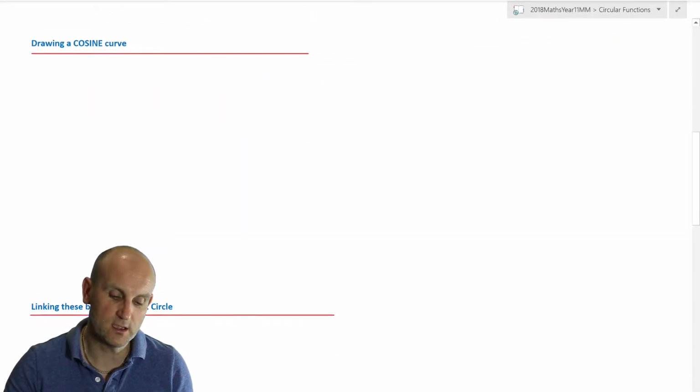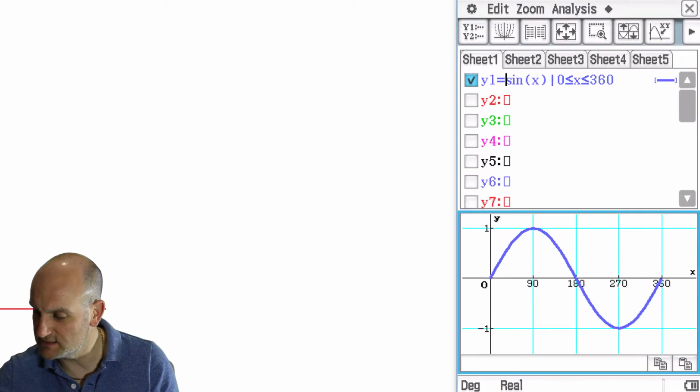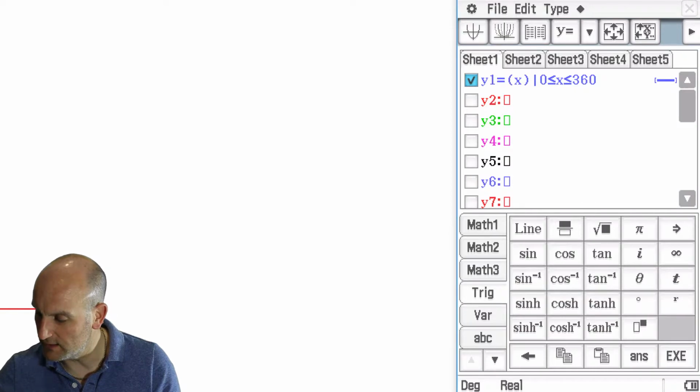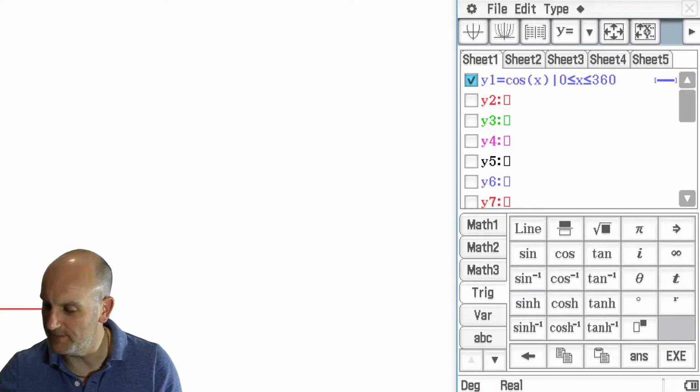Now we look at something called a cosine curve. So once again, load up my calculator. And what am I going to say? Now I'm going to change this sign. Nope, we're not. Now I'm going to change this sign. I'm going to delete, delete, delete. I'm going to bring up my keyboard. I'm going to go trig, and I'm going to say cosine. Same thing, let's get rid of that bracket because I don't need the extra bracket.